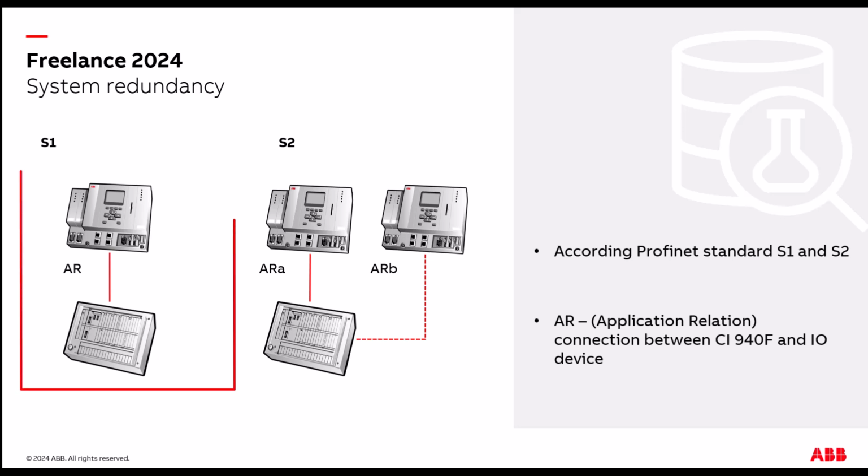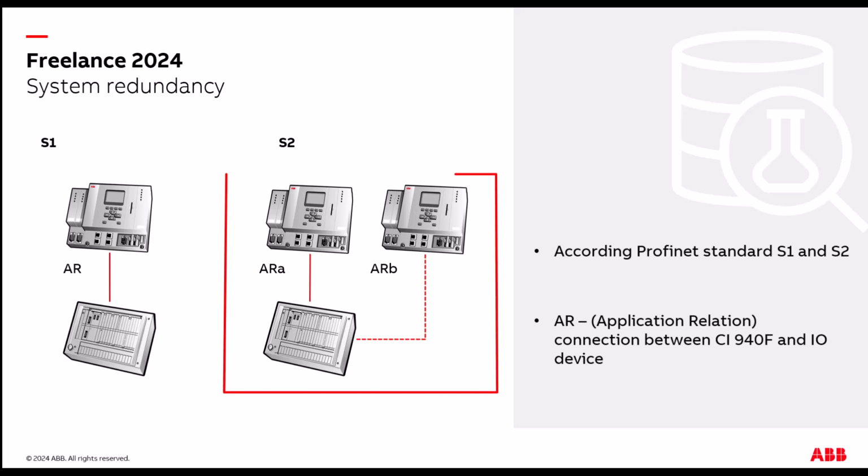S1. It is the simplest use of PROFINET, and it is not redundancy in the true sense. In case of failure of the primary, there is no further communication between I/O controller and I/O devices. S2. With S2 redundancy, the I/O controller is available in redundant design. In case the primary I/O controller fails, it is possible to switch immediately to the backup I/O controller.